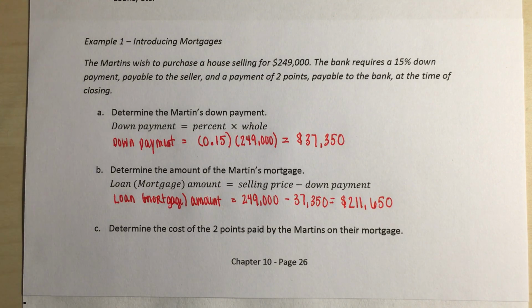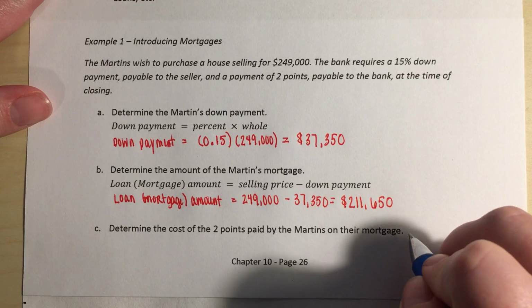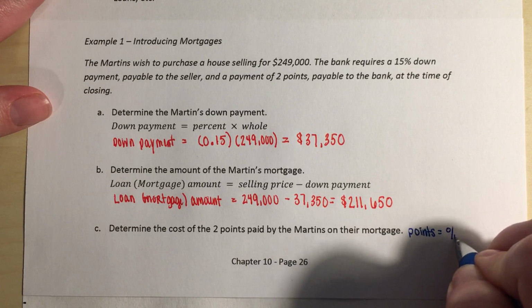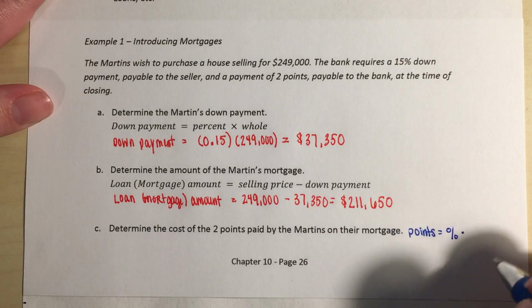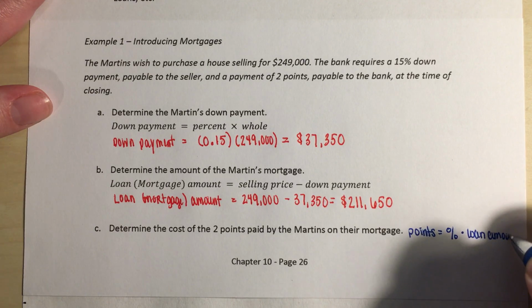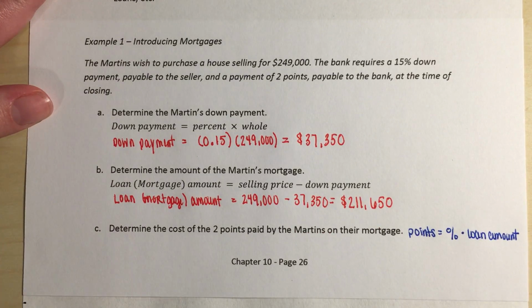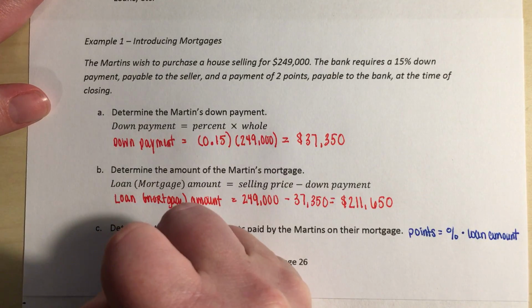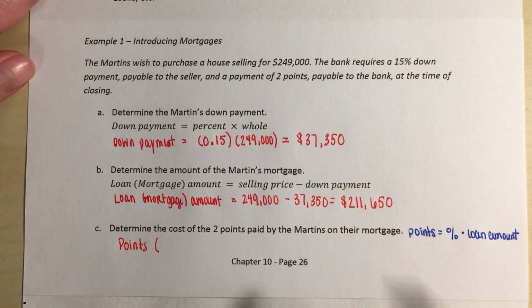Determine the cost of the 2 points paid by the Martins on their mortgage. Our points is also a basic percent formula. So kind of thinking about, as we've talked about different formulas, make a little note here. So we could say points equals percent times the loan amount. So in this case, our points is going to be the 2%.